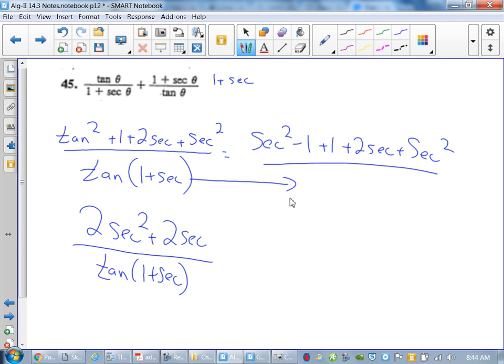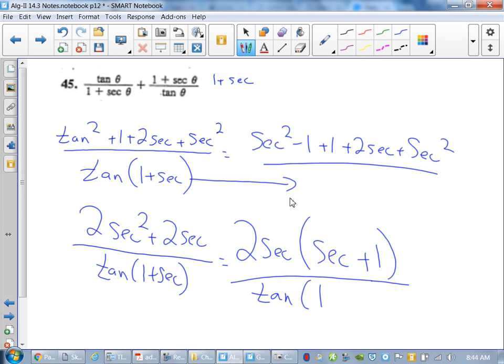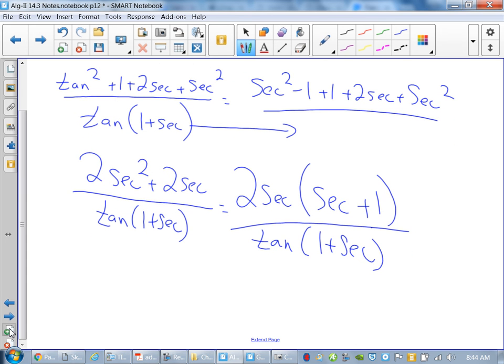What does the numerator have in common with each other? 2 secant. Factor out 2 secant. And I'm left with secant plus 1 over... what simplifies? Yeah, the secant plus 1 and the 1 plus secant, it's the same thing. It's just, 2 plus 3 is 3 plus 2. Okay.